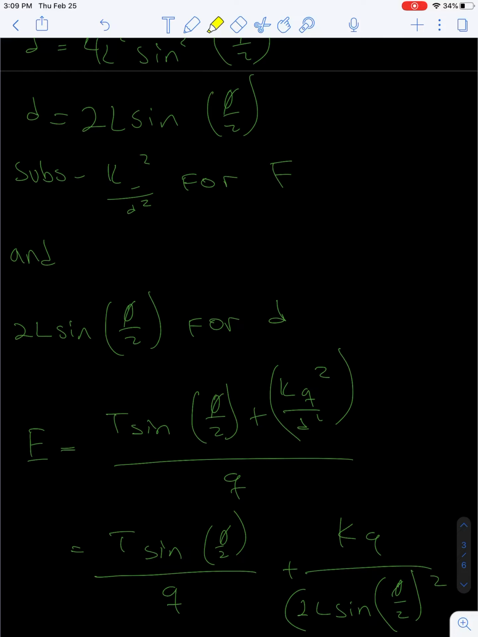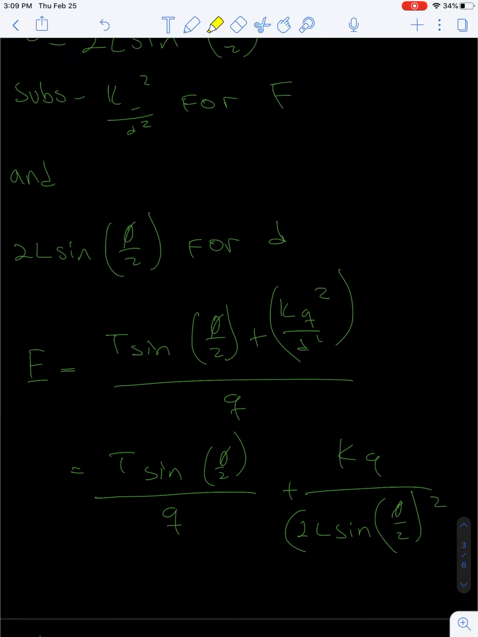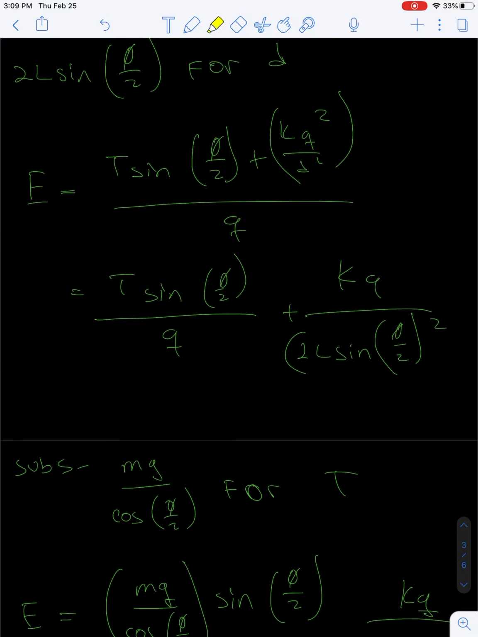So now we start by using this formula, which we are substituting. E equals T sine theta over 2 plus k q squared over d squared. This takes us down here to simplify it. It's T sine theta over 2 over q plus k q over 2 l sine theta over 2 squared. We're almost there. We need a few more steps in order to get the magnitude.